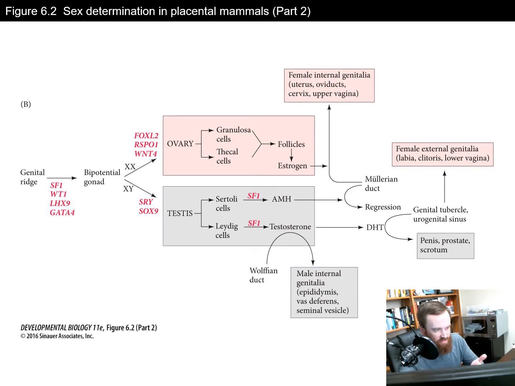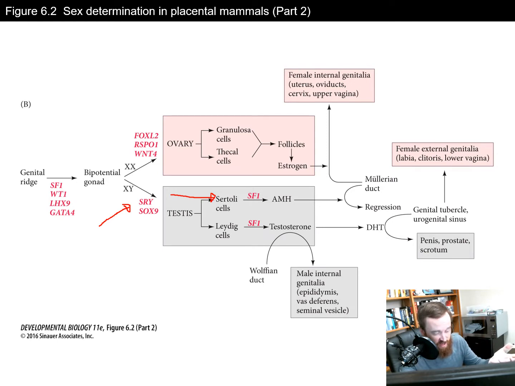So what determines whether these gonads develop into testes or ovaries? Well, the key player in this is the presence of the SRY gene. And so this gene is located on the Y chromosome. It's not located on the X chromosome. So even in individuals that have 2 copies of the X chromosome and 1 copy of Y, such as Klinefelter's disease, you will still develop testes.